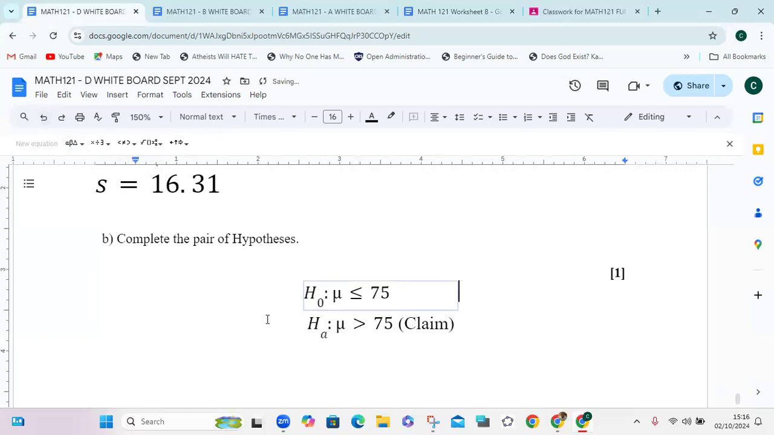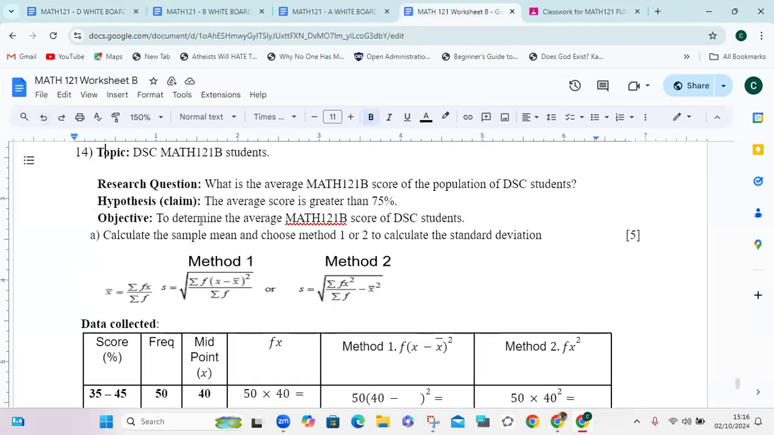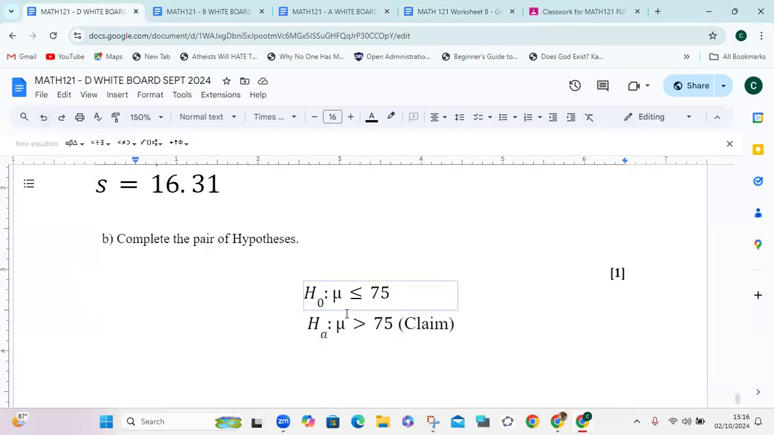So here it is. The average score is greater than 75%. Here it is, the average score, the population mean is greater than 75. And to complete the pair, the null is saying, well, no, it is less than or equal to 75.